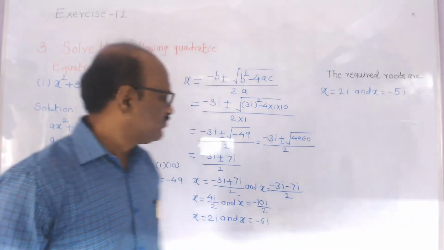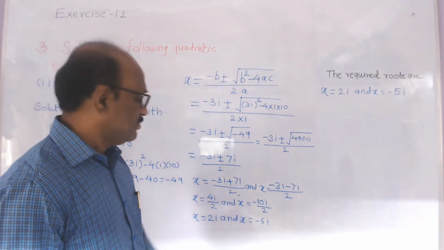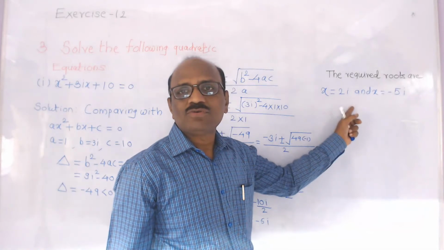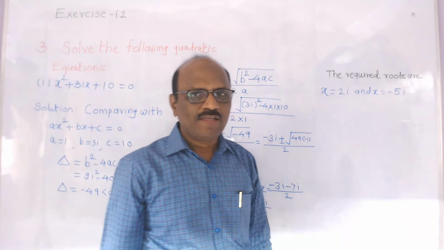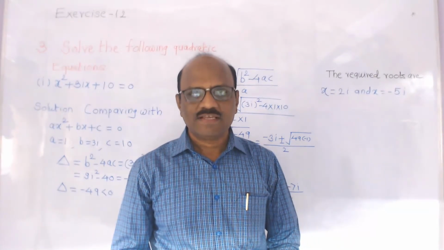And hence we can write the answer: x equals 2i and x equals minus 5i. Therefore the required roots are x equals 2i and x equals minus 5i. These are the required roots. Now we'll take the next example.